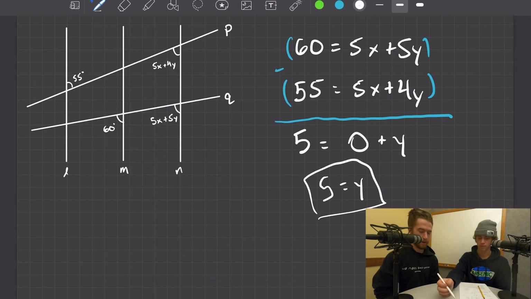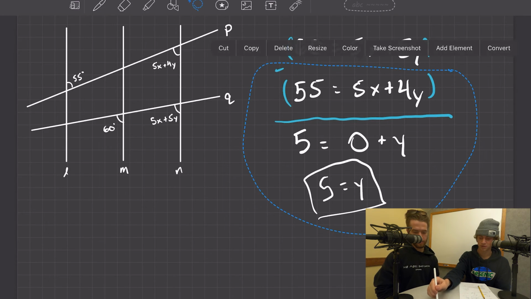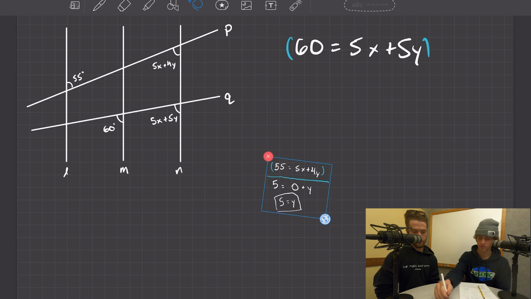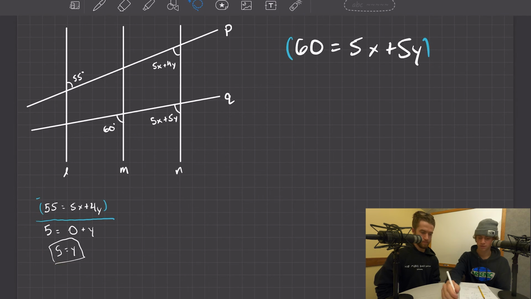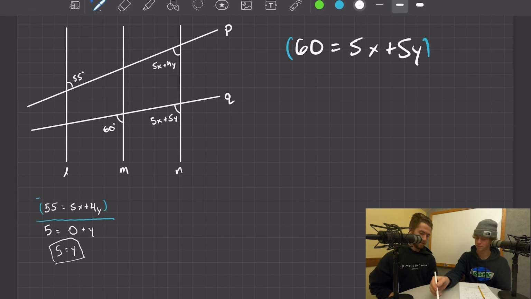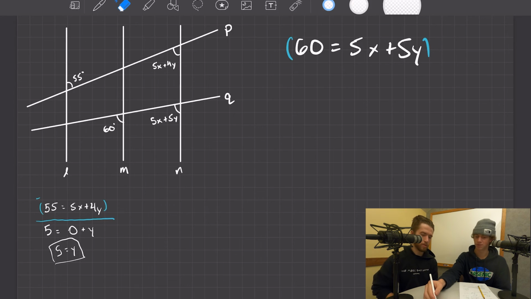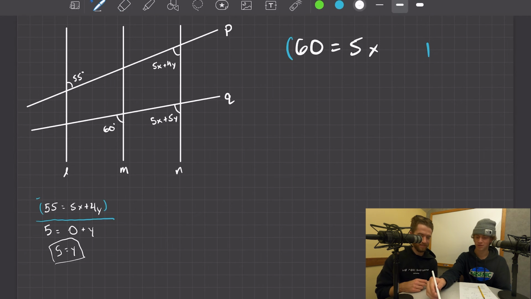So 60 equals 5x plus 5y. Could we just move all this? Yeah, I like that. Now we're just solving. But there's something we know, that y is 5, and that can help us. So that's 5 times 5, which is 25. So then 5x plus 25, right? Yeah, that's looking good.